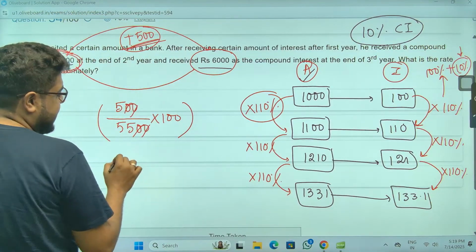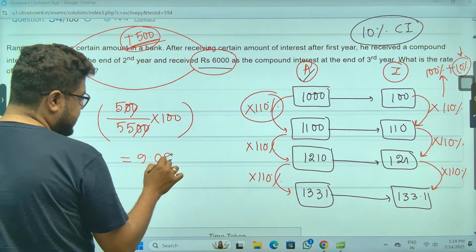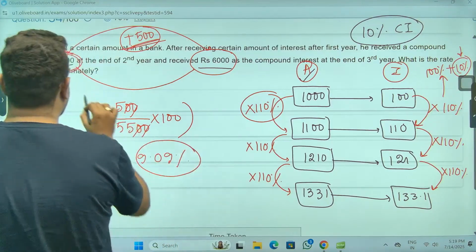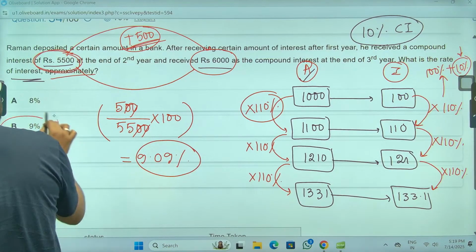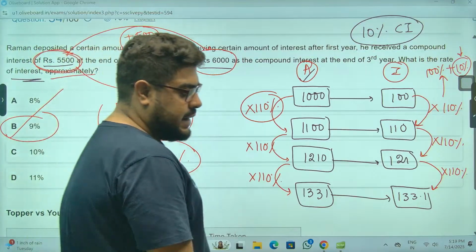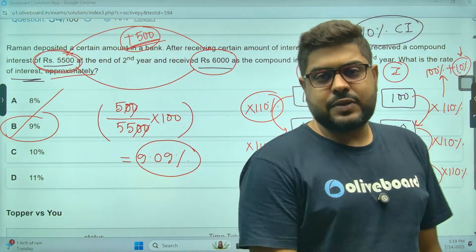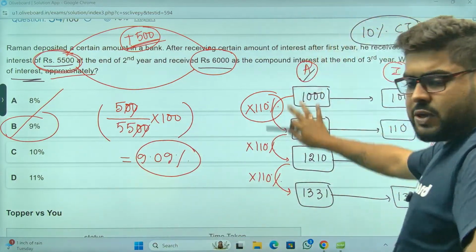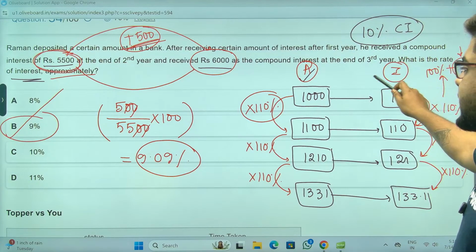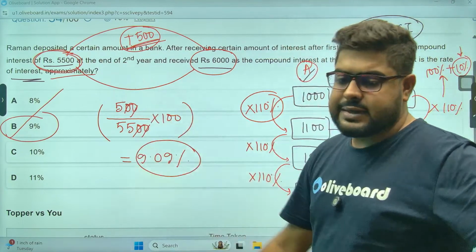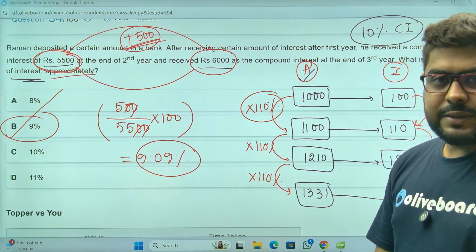So 1 by 11 is 9.09%. Rate of interest is approximately 9%, B is the answer. 9%, B is the answer. Now this is the smartest way. This is not part of the question, this is just for understanding. So this is a single line solution of compound interest.